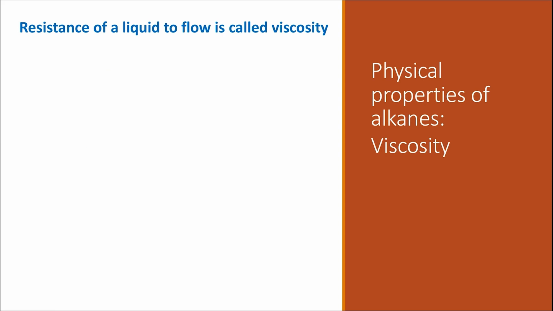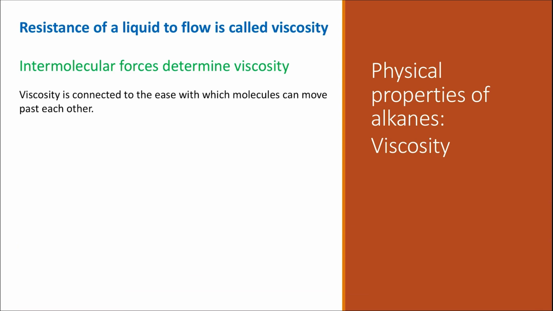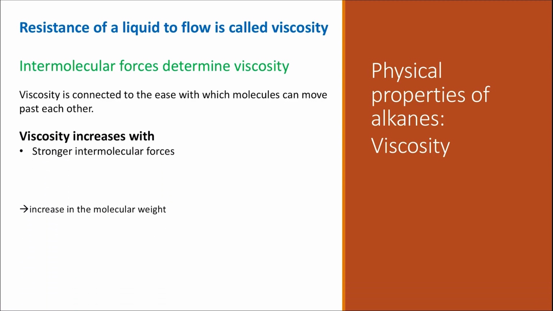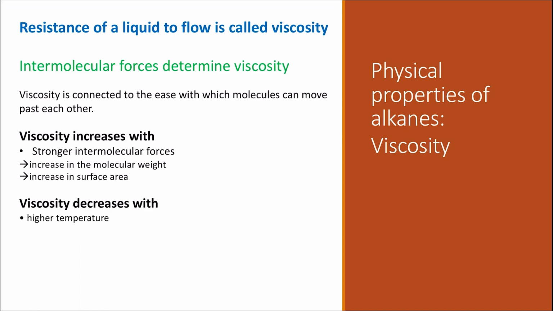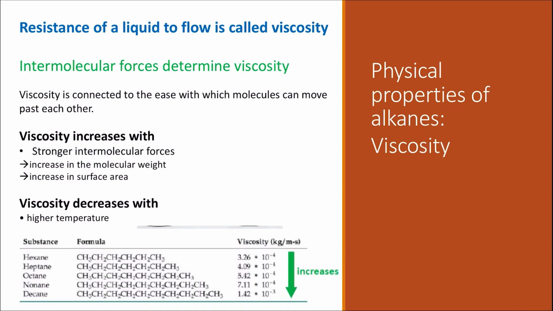The second property is the viscosity, and viscosity is the resistance of a liquid to flow. The intermolecular forces also increase with the increase in the number of carbon atoms. So across the series of alkanes, you're going to see that the viscosity will increase with the increase in the number of carbon atoms, and it will decrease with an increase in temperature. So the longer the chain of the hydrocarbon, or the longer the chain of the alkane, the higher the viscosity. If you increase the temperature, of course, the viscosity will decrease.